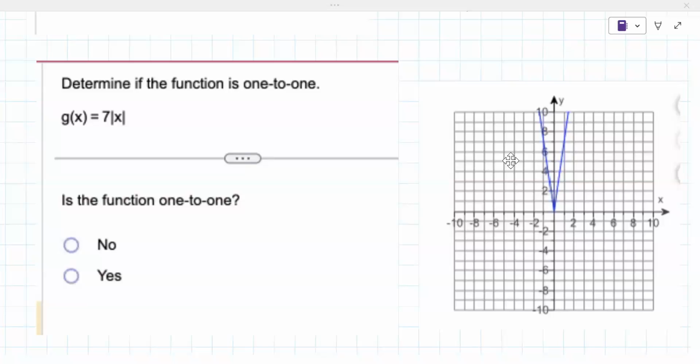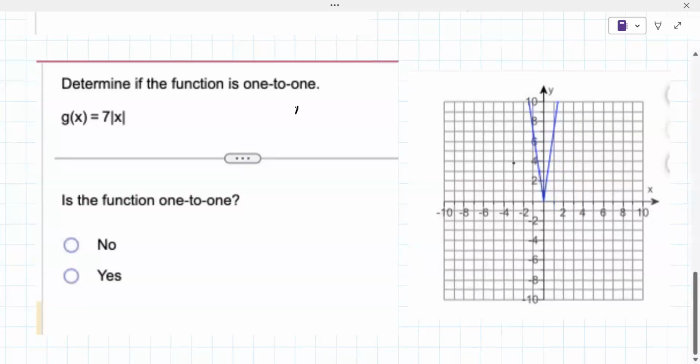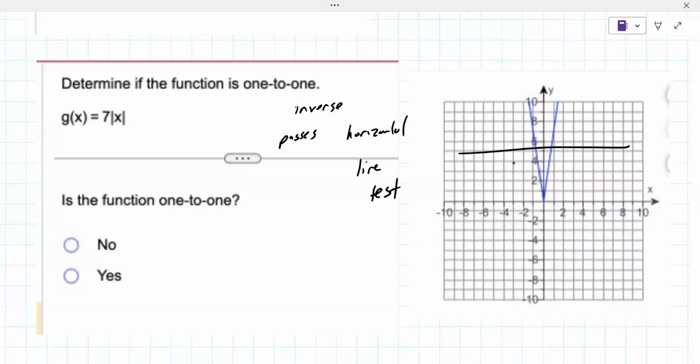Okay, so is it one-to-one? One-to-one means that it has an inverse. That means it passes the horizontal line test, meaning a horizontal line only hits it one time. But you can see a horizontal line actually hits it two times, which, I mean, it's not bad, it's just what it is. It does not pass the horizontal line test. It hits it twice, so therefore it is not one-to-one.